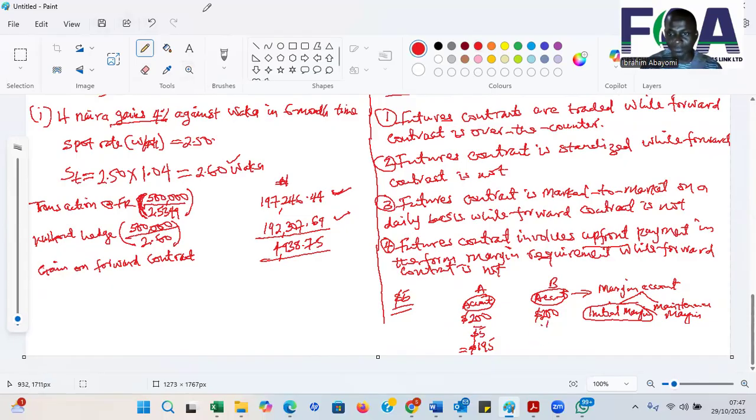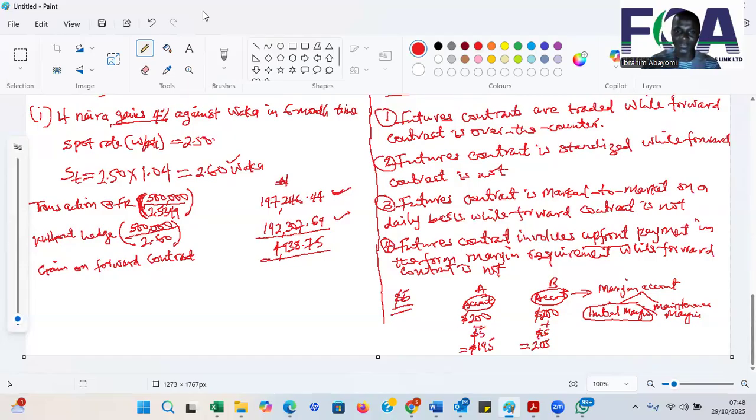This one will gain the same amount, $5, so in his account we have $205. This amount is not withdrawable. You cannot withdraw it until the transaction is complete, until the futures contract expires. The agent will just be monitoring these two accounts. Gain will be added to the party that gains. Loss will be deducted from the person that actually lost.